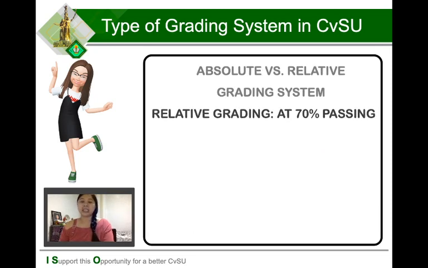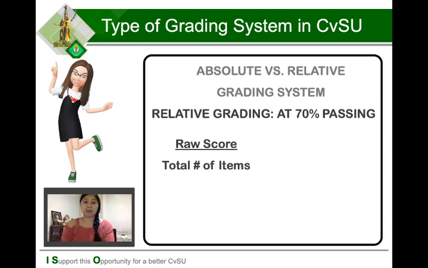The other grading system is the relative grading system. So it is almost the same, wherein the raw score is divided by the total number of items. However, you multiply it by 50 and then add up 50. The addition sign there is your bonus, plus 50 bonus points for your student.